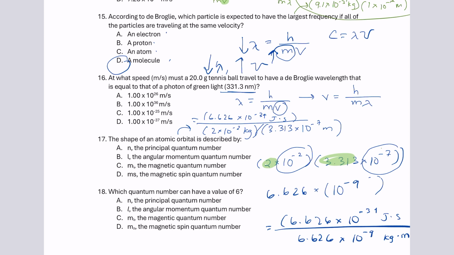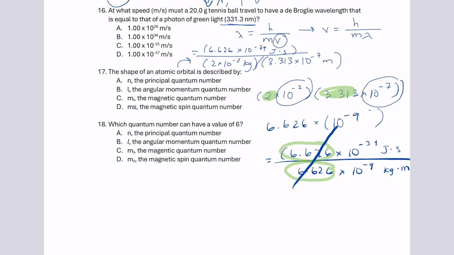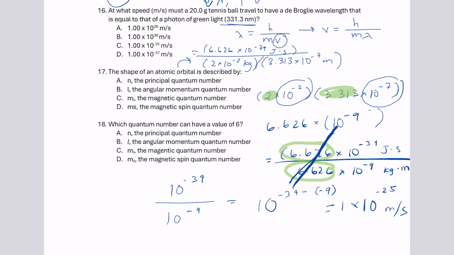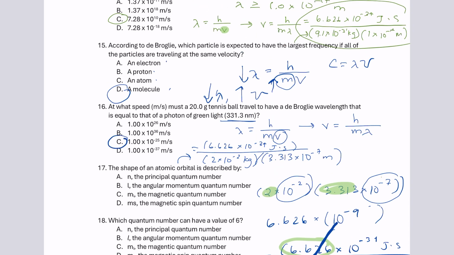What you notice is this is the same in the numerator and the denominator, so they cancel out. And all we're left with is 10 to the negative 34 divided by 10 to the negative 9. When you're dividing these, the rule is to subtract the exponents. 10 to the negative 34 minus negative 9. And this is going to be equal to 10 to the negative 25. Since these canceled out, this is just 1 times 10 to the negative 25. Our units here are meters per second for speed. And that best matches answer choice C. So 16 is C.